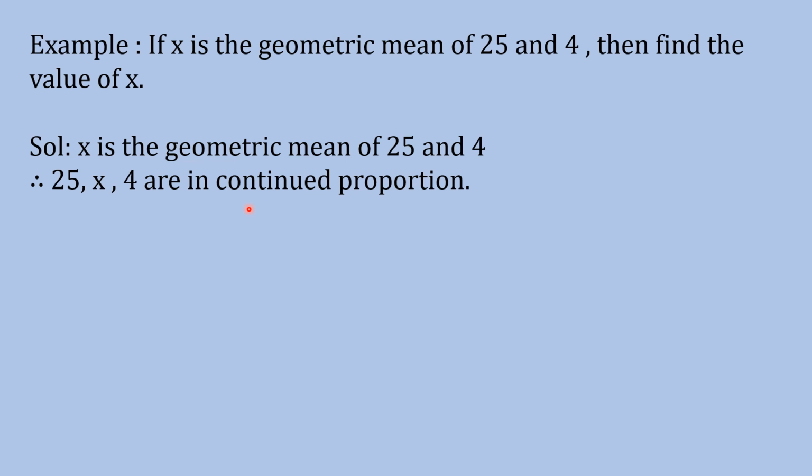So in continued proportion, you learned that A into C is equal to B square. We'll do the same thing. That is, X square equals 25 into 4. Multiplying 25 into 4, you get X square equal to 100. Now take the square root, so you'll get the value of X equal to 10.